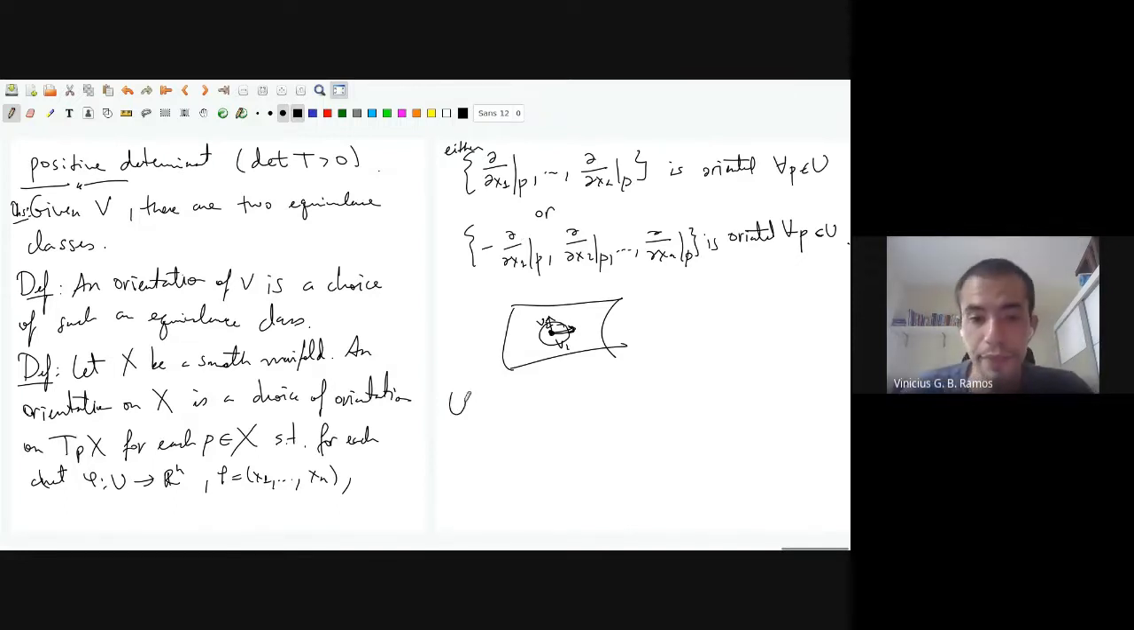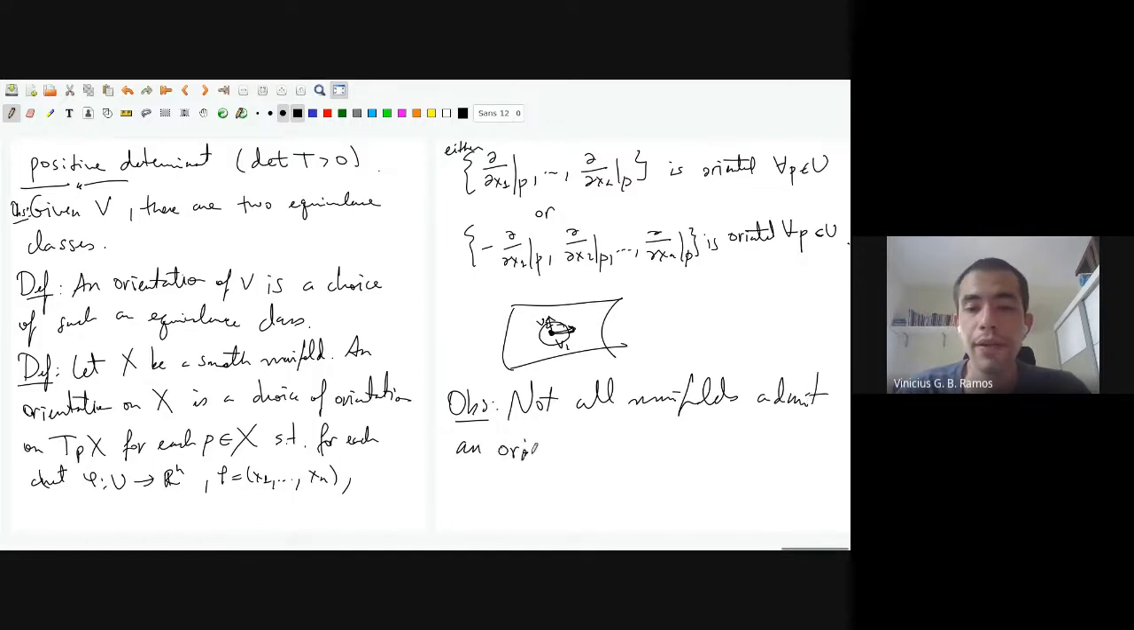So, observation. Not all manifolds admit an orientation. Well, the most famous example is the Möbius strip.